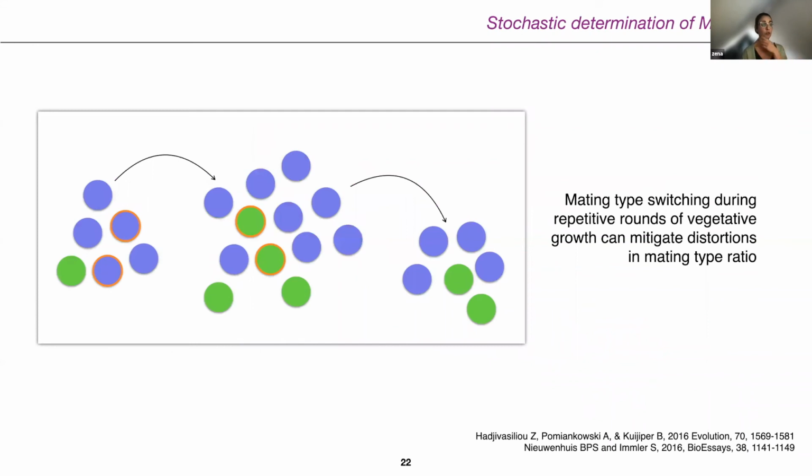One potential solution to this problem would be for individuals to switch their mating type identity during mitotic division. And in fact, there is direct and indirect evidence in lots of different unicellular species, from yeasts to ciliates and Chlamydomonas, that indeed cells can change or switch their mating type identity stochastically. And to understand this process, we studied the evolution of mating type switching in finite populations.